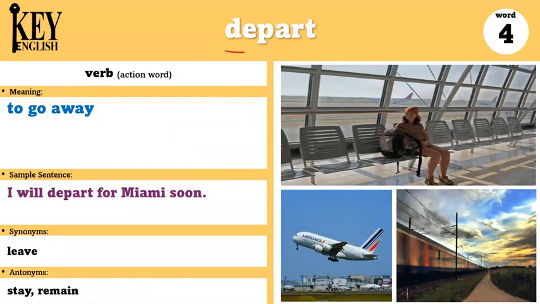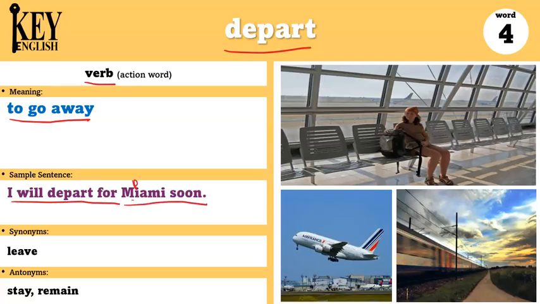Our next word is depart. Depart is a verb and it means to go away. For example, I will depart for Miami soon. Miami is a place, and our word depart, our verb, means to go. So I will go to this place soon.